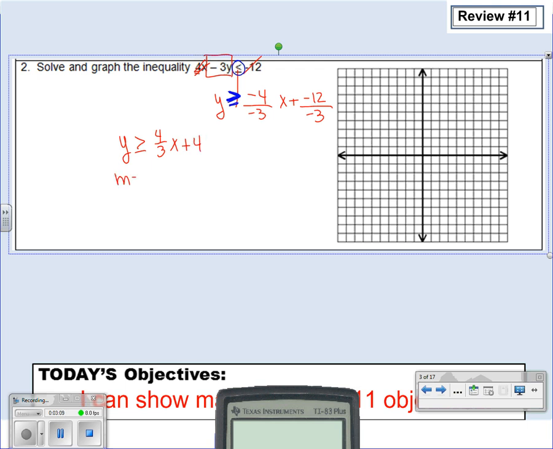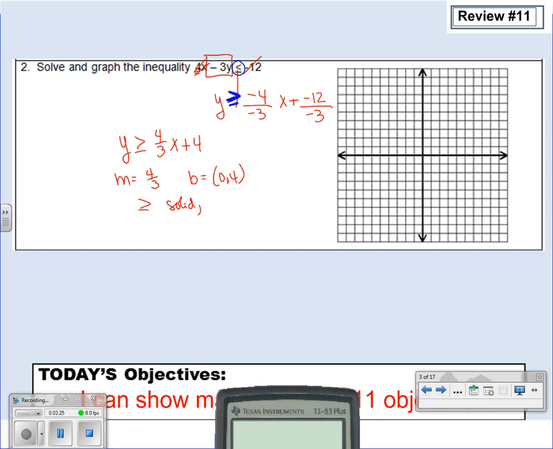So from this, we know our slope is a positive 4/3. Our y-intercept is a positive 4 or 0, 4. And then because it's greater than or equal to, this is going to be a solid line. And it's greater than, so therefore it is shaded above.